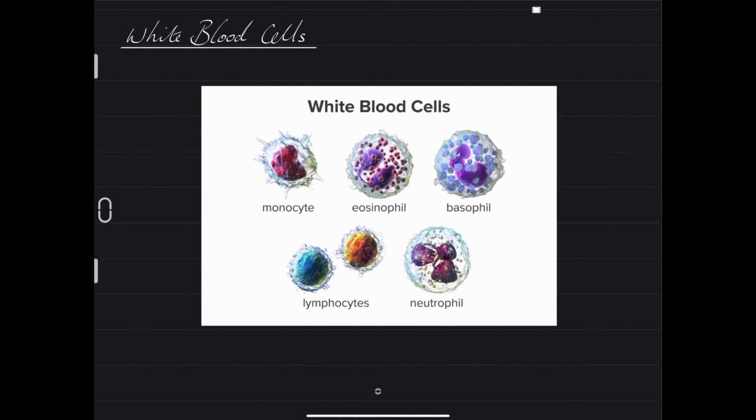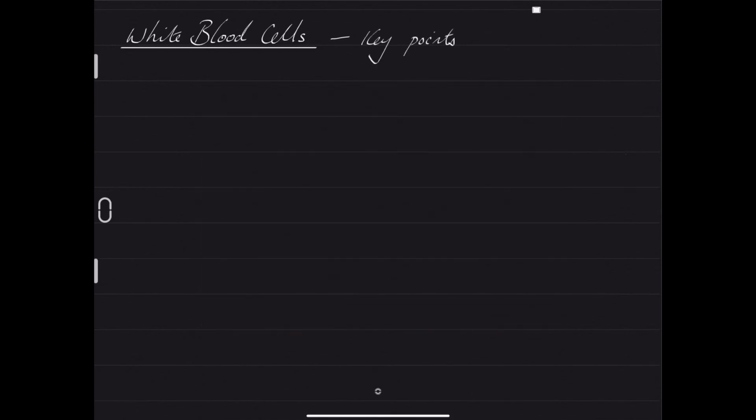So you don't have to take down all of the names of these different types of white blood cells. Take down lymphocytes, and can you just put that lymphocytes are involved in producing antibodies against microorganisms or pathogens. So here are some key points that I want you to take down for white blood cells.